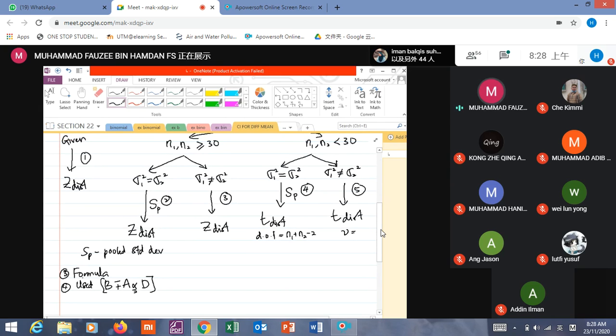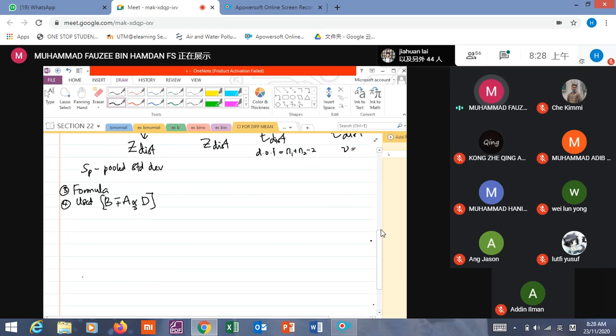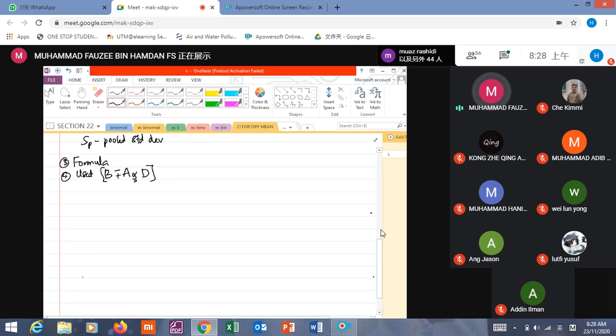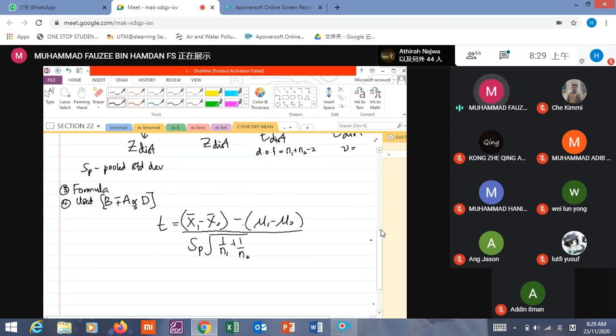From this, I just take one formula. Okay, I take one formula. You give me the case. T equal to X bar 1 minus X bar 2 minus mu1 minus mu2 over SP times the square root of 1 over n1 plus 1 over n2.